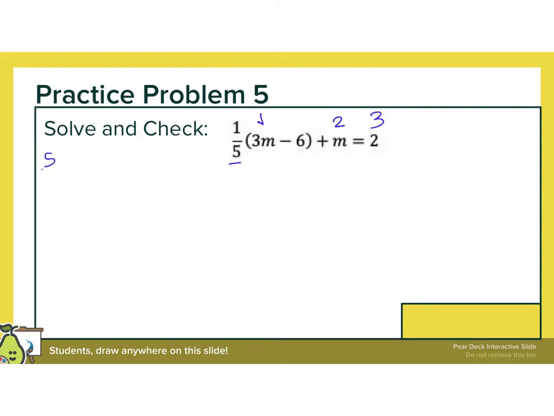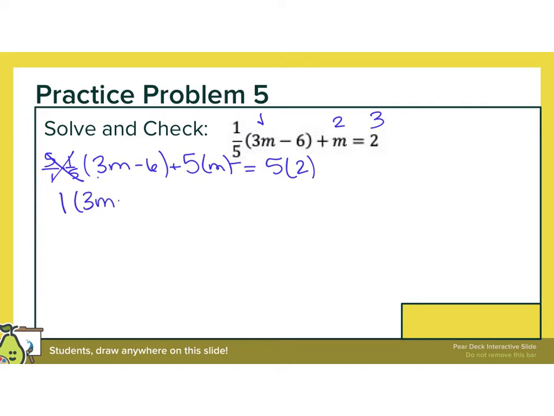So it'll be 5 over 1 times 1/5, and then the parentheses. Ooh, yikes. It's way too sloppy. The parentheses, 3m minus 6 plus 5 times m equals 5 times 2. Simplify. The 5s go away. This is going to be a 1 on the outside, okay? 3m minus 6 plus 5 times m is 5m equals 5 times 2 is 10.